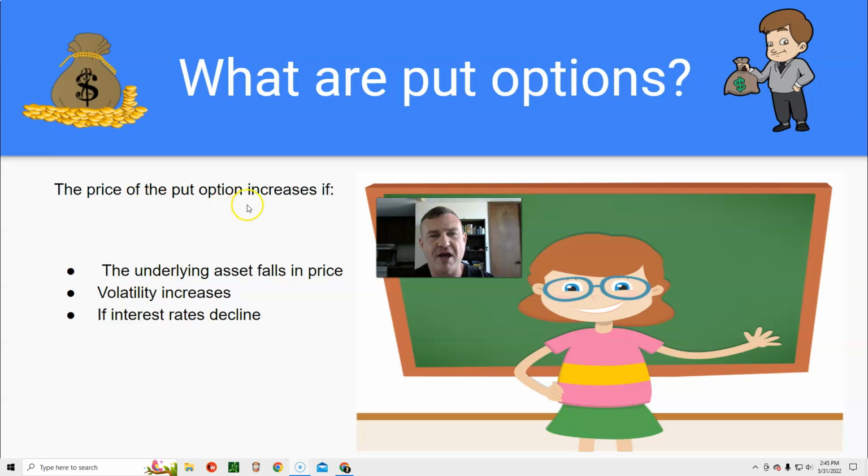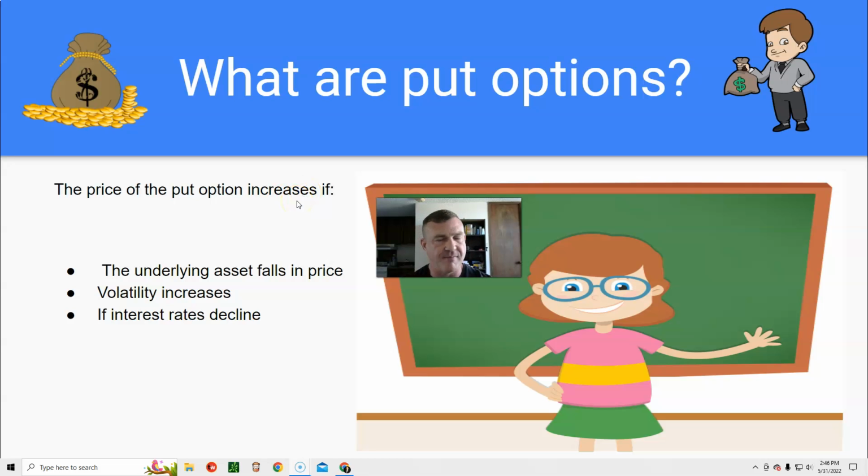The price of the put option increases if the underlying asset falls in price. The put option, remember, is saying that you'll buy something if it goes down. It's basically an insurance policy on a stock. So if we've got a stock we're looking at $10 and it starts falling down to 8, then the put option becomes more valuable because it's closer to needing to be exercised. If volatility increases, the price of the put option will increase.